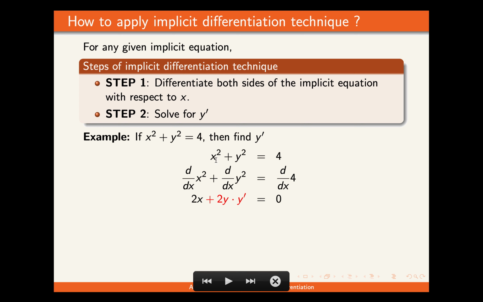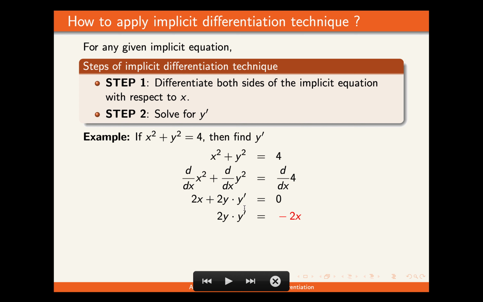Now we need to follow the second step, which is we need to solve for y prime. Well, how can we solve for y prime? We need to isolate y prime, right? And so to do that, let's move all of the remaining terms to the other side. So how can we move 2x? We can subtract 2x on both sides, and we get 2y times y prime is equal to minus 2x. So we subtract 2x on both sides, and this is what we get.